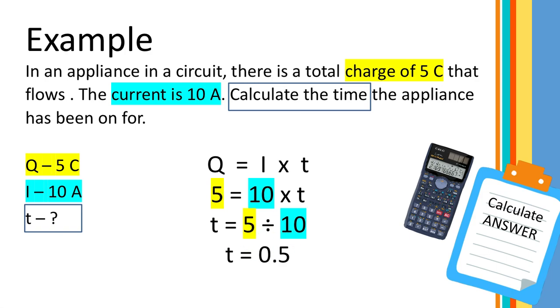Now you might be able to do this one in your head, but don't forget, please do tend to use a calculator. And the final part is to remember the unit, and time is measured in seconds. So our final answer, time equals half a second.